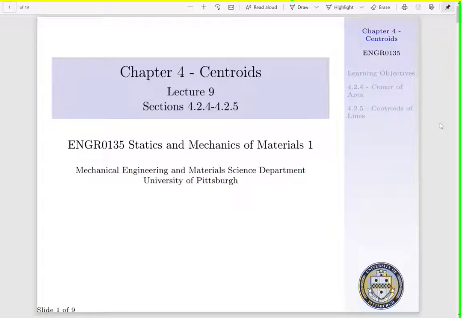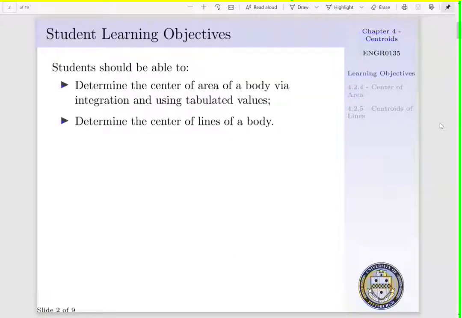Lecture 9 covers sections 4.2.4 through 4.2.5. At the end of today's lecture, you should be able to determine the center of area of a body via a method of integration, as well as using tabulated values. We should also be able to determine the center of lines of a body.